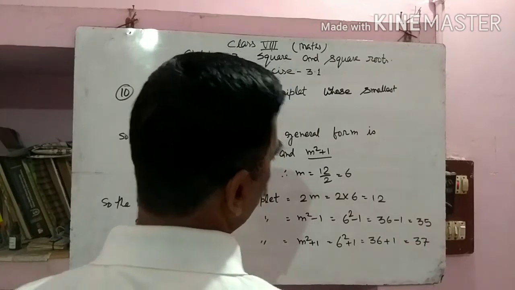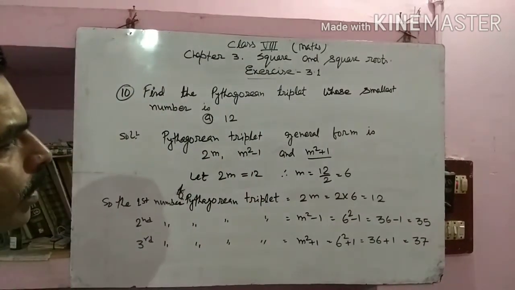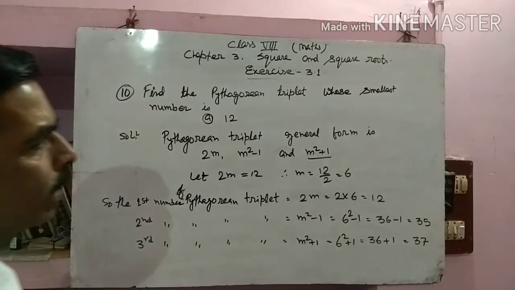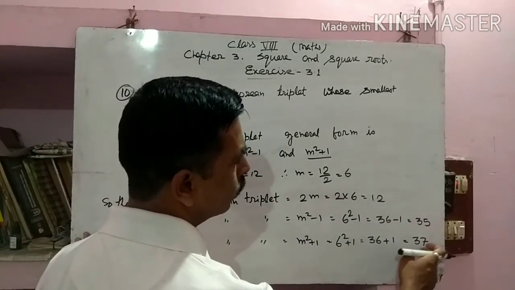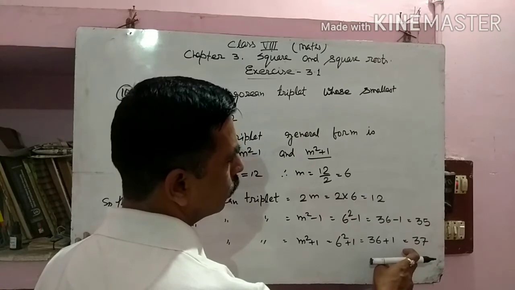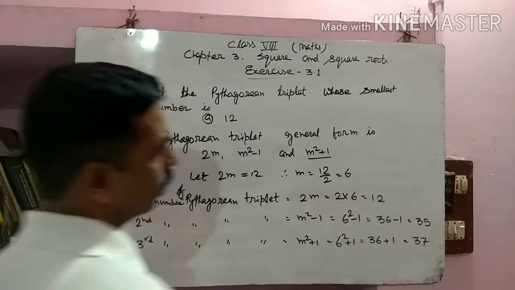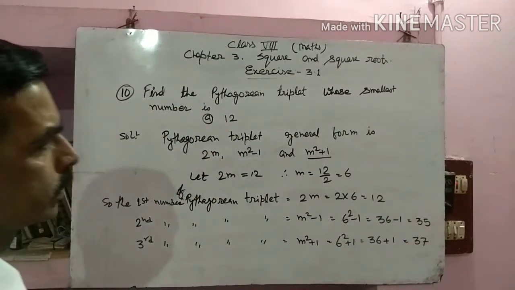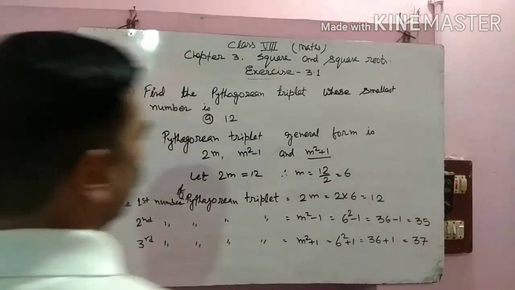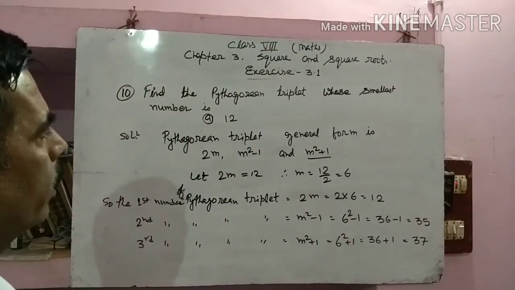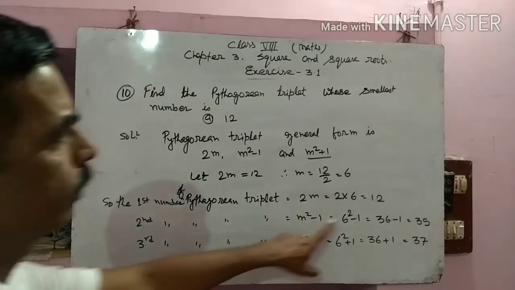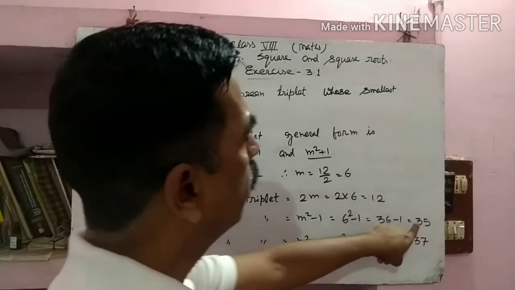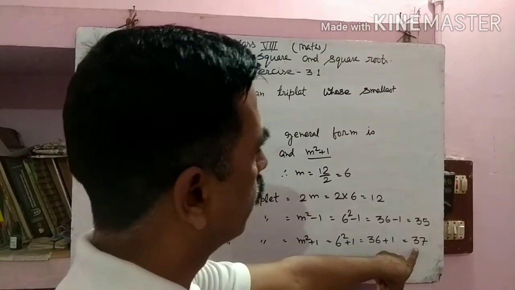37. So you can check your result by getting the square of 12 plus the square of 35 is equal to square of 37, to check whether your result is wrong or correct. Although this result is correct. Okay, so this is the correct answer. So we have found the Pythagorean triplet, which is 12, 35 and 37.